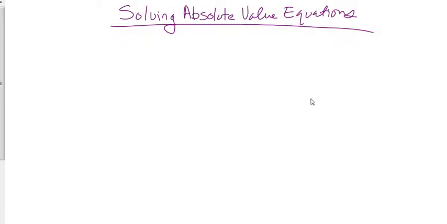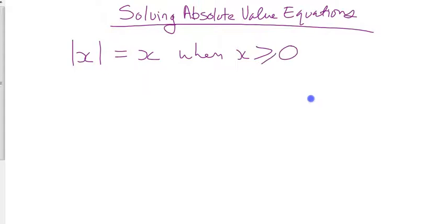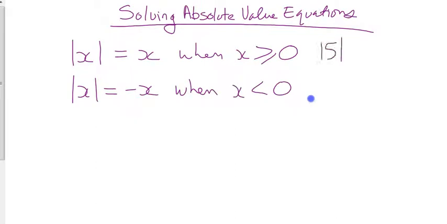All right, solving. So remember the definition of absolute value. The absolute value of x is equal to x when x is greater than or equal to 0, and the absolute value of x is equal to negative x when x is less than 0. As an example, the absolute value of 5 equals 5. The absolute value of negative 7: you take the negative of the value, which gives you the positive value, so we get 7.